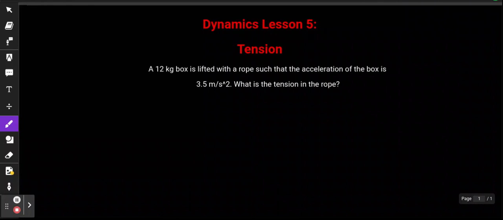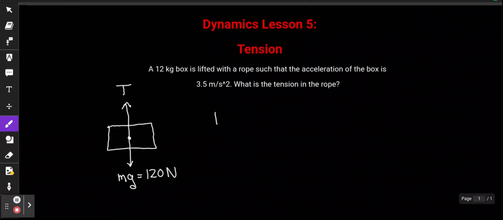A 12-kilogram box is lifted with a rope such that the acceleration of the box is 3.5 meters per second squared. What is the tension in the rope? So first off, let's start with a free body diagram. We have a box and the weight is mg, which is equal to 12 times 9.8, or I'm going to use acceleration as 10, so 120 newtons. And there is some tension pulling upwards, and we don't know what that tension is.